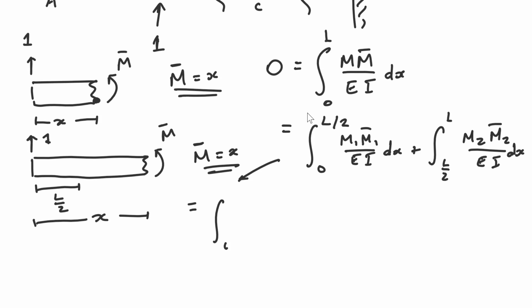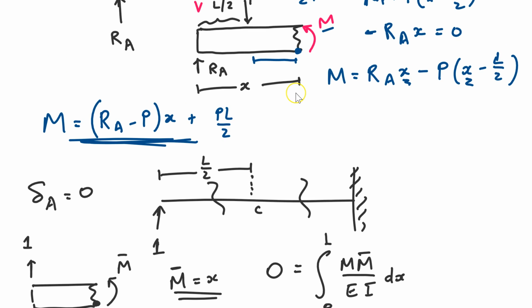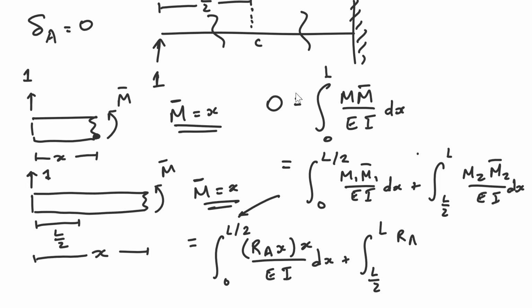So this is equal to the integral from 0 to L over 2 of RA times x, that's m1 bar. What is that? It's just x over EI dx, plus the integral from L over 2 to L of m2 bar. What is m2? m2 is this guy right here. So let me just write that out: RA minus P times x plus PL over 2. And as you can see, this thing starts getting messy real quick. And then m2 bar is just x over EI dx.